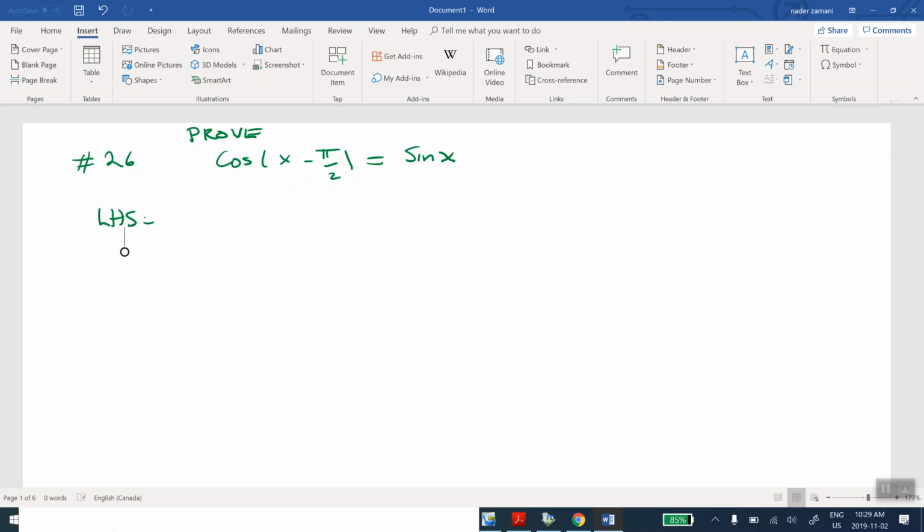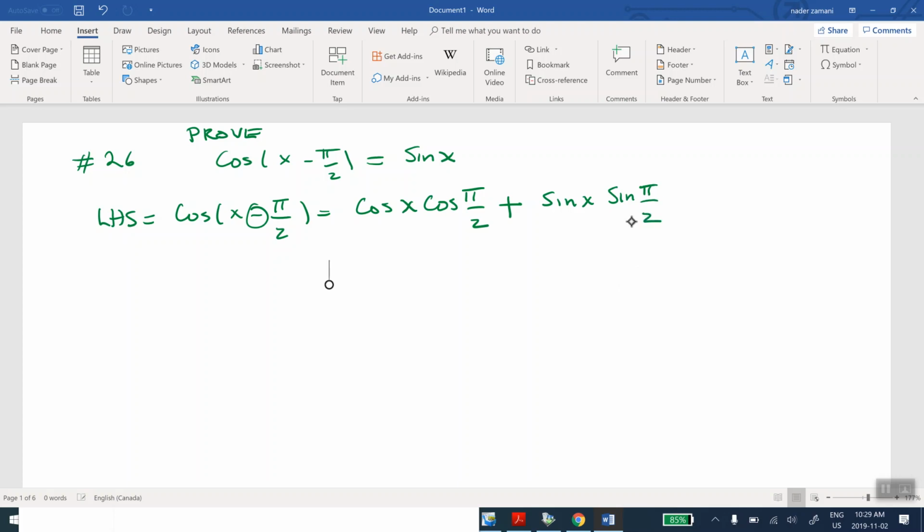Left-hand side equals cosine of x minus pi over 2. This is the cosine of the difference of two angles. You know what it is: cosine of x, cosine of pi over 2, and when it's the difference of two angles, in between you get positive sine of x, sine of pi over 2. This is 0, this is 1, and notice that this becomes sine of x, which is your right-hand side.